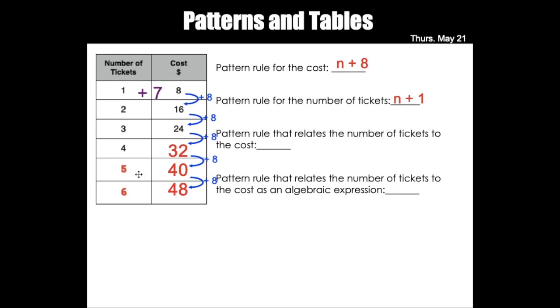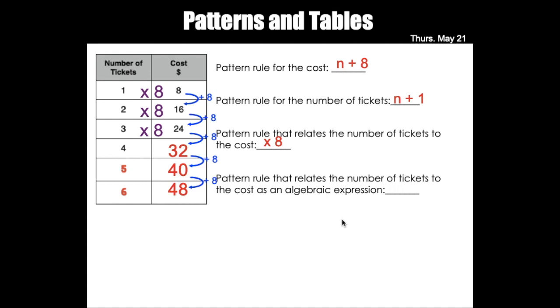1 plus 7 is 8. That is true. Is 2 plus 7 16? No, so that will not work. The other option, what do I do to 1 to get 8 using multiplication? I can times by 8. Is 2 times 8 16? Yeah. Is 3 times 8 24? Why, yes it is. So my pattern rule is to multiply by 8. This is the relationship between the number of tickets I buy and the cost. You can see this because 6 times 8 is 48.